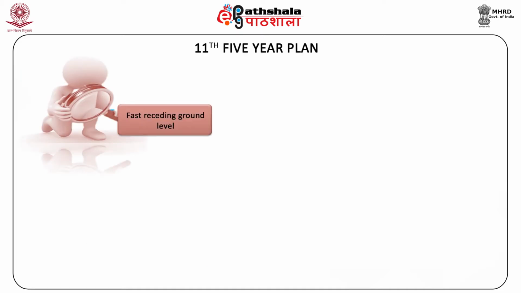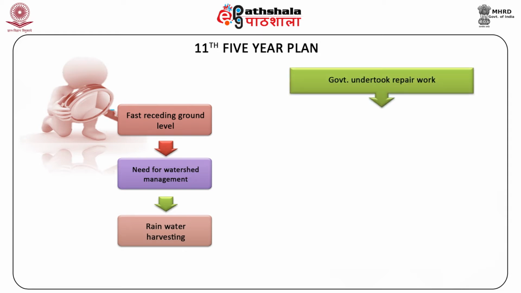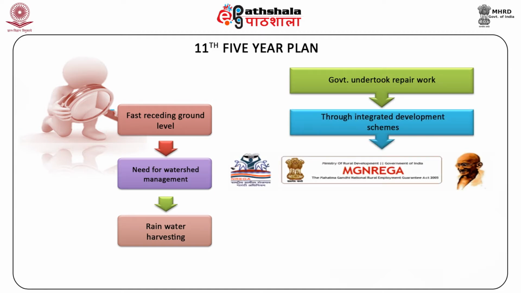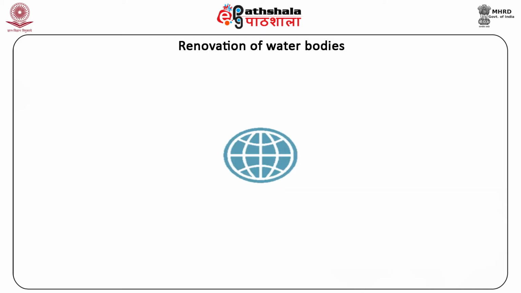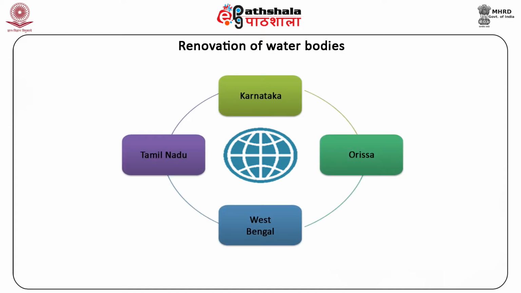Fast receding groundwater level is at the center of water conservation under the 11th five-year plan. This plan emphasizes the need for watershed management and rainwater harvesting. The government has also undertook repair work at a mass level through integrated development schemes like MNREGA. The government has also initiated renovation of water bodies with financial assistance from World Bank in states like Karnataka, Orissa, West Bengal, and Tamil Nadu.